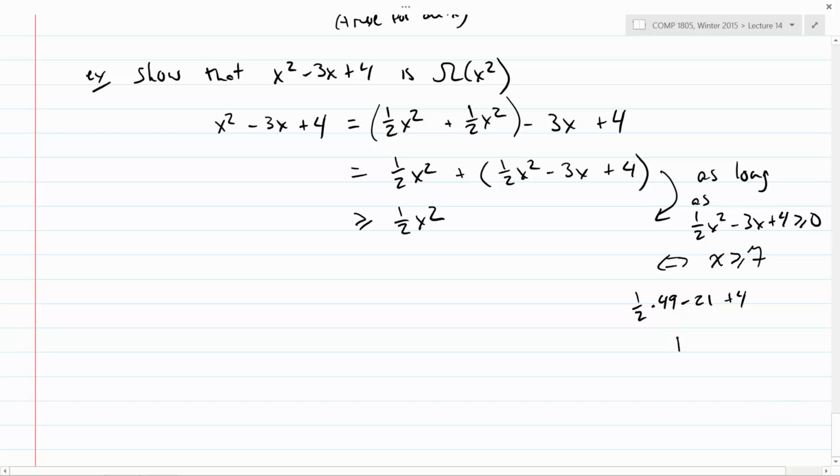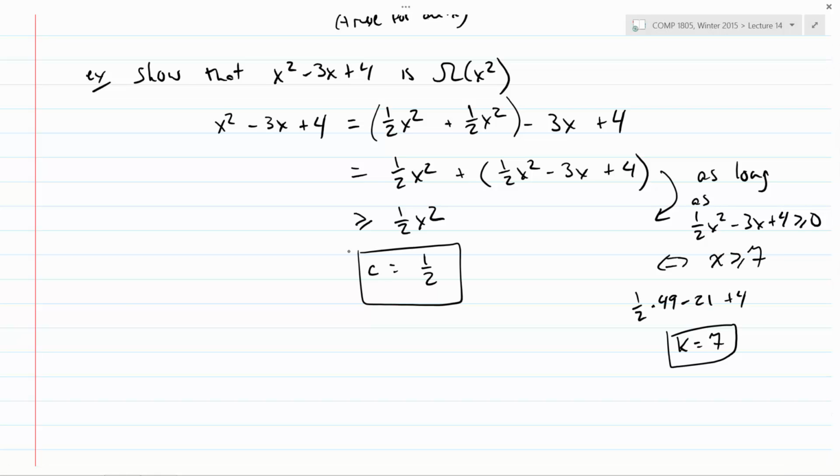So if I take k to be 7 and c to be 1/2, then I'm done. And notice that you don't need to figure out the smallest k, right? Because maybe 6 works. Let's see if 6 works. 1/2 times 36 minus 18 plus 4. Does that work? Yeah, 18 minus 18 is 0, plus 4 is 4. So that would also work too. But I happen to try 7 first, and 7 works, so I'm done.